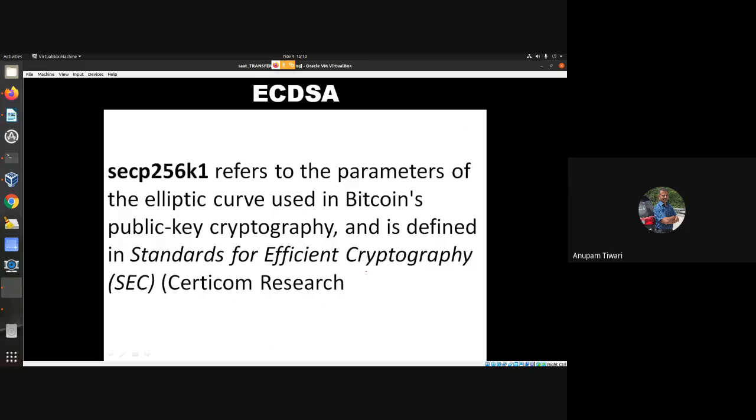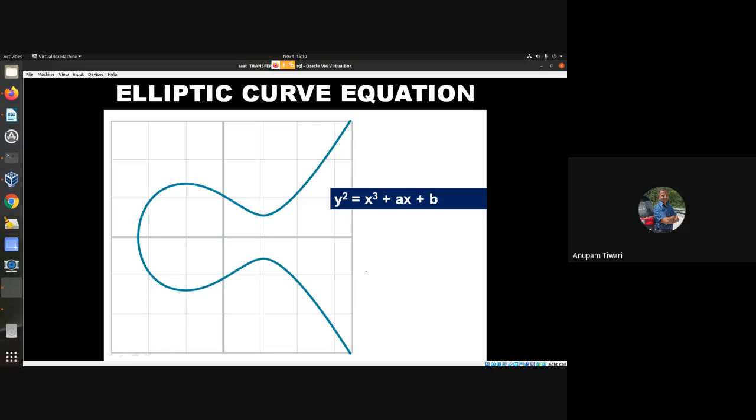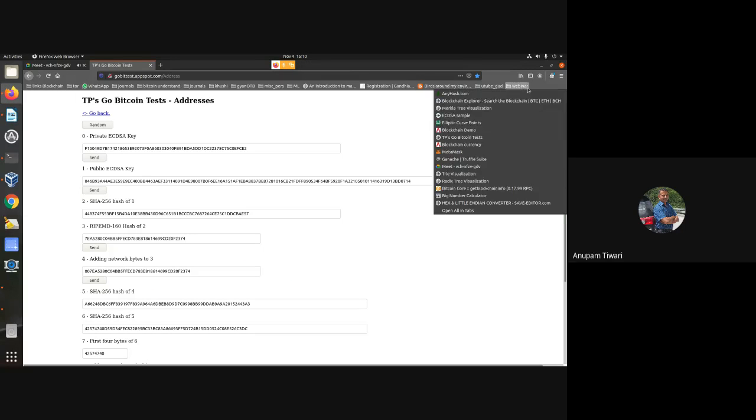Okay, so now secp256k1 refers to the parameters of the elliptic curve. Now, elliptic curve, like I had shown you in the equation, y square is equal to x cube plus ax plus b. Now, a and b are the variables. So these variables can be given anything, and we'll get to see various kinds of elliptic curves. Like I'll show you one here.